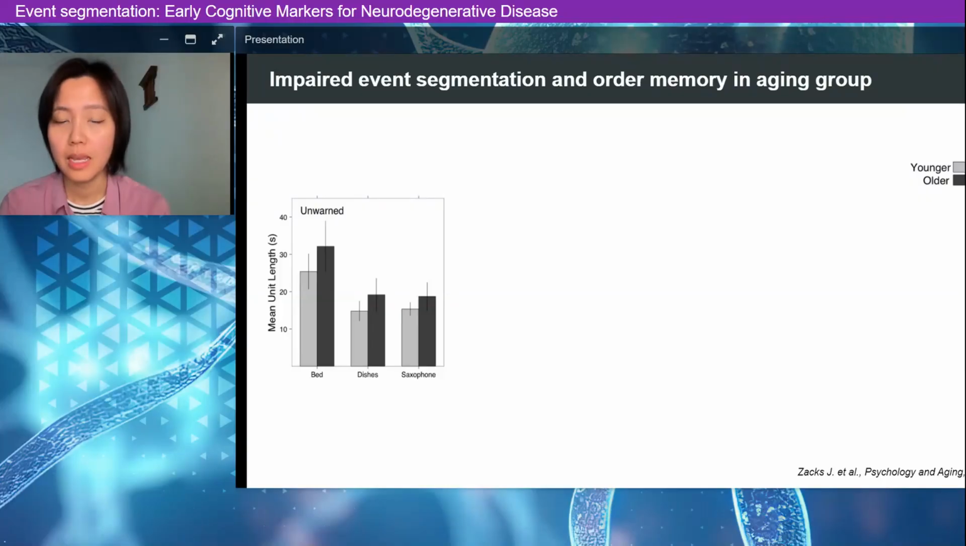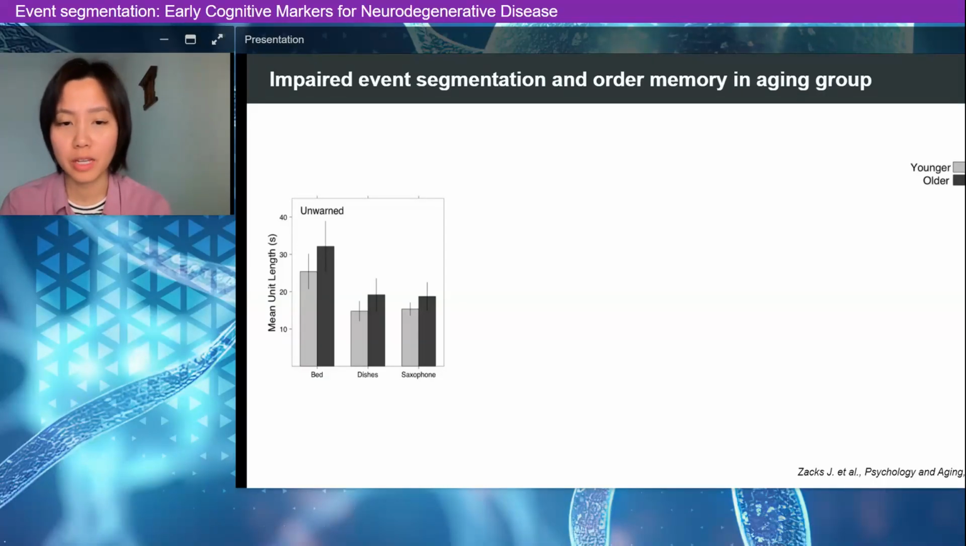In this task, they presented a series of clips which consist of a sequence of day-to-day events, and asked the subjects to make an annotation whenever they thought an event boundary occurred. They then compared the event segmentation behaviors between these two groups. As shown in the results here, the lighter bars indicate the results from the young groups, and the darker gray bars show the results from the older groups.